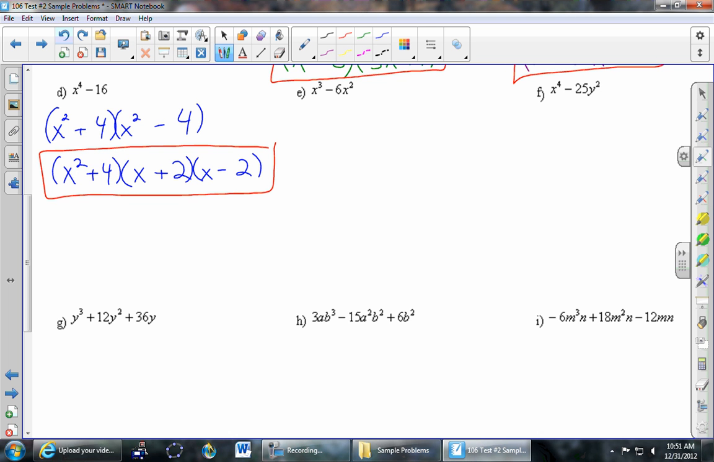Part E, x cubed minus 6x squared. First thing to do is factor out the biggest power you can. So what can you take out of both of those terms? Not just x, but actually x squared comes out of both. We're left with x minus 6. And if we could go any further with x minus 6, then we would, but we can't, so we won't. That's our final answer.